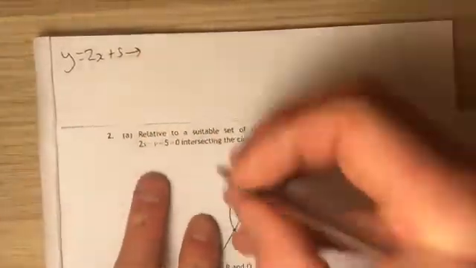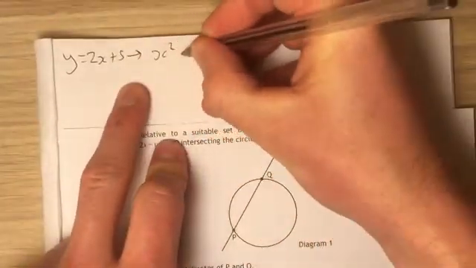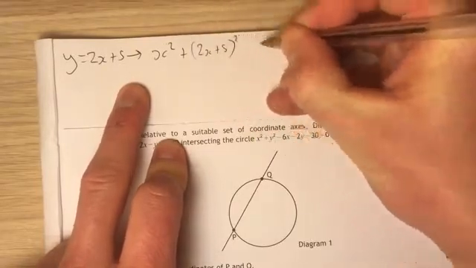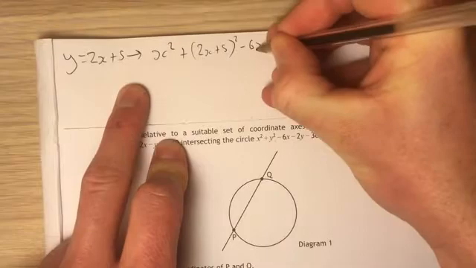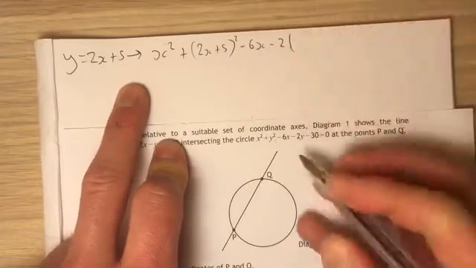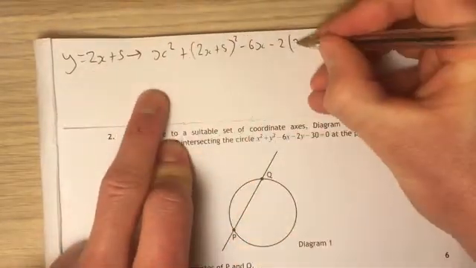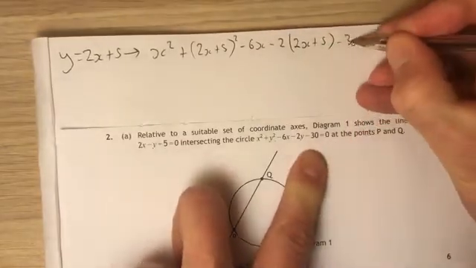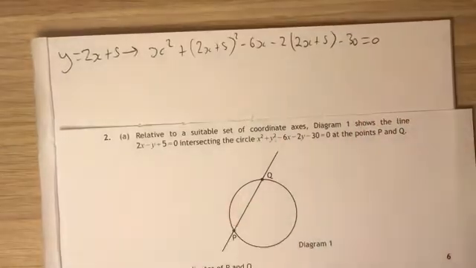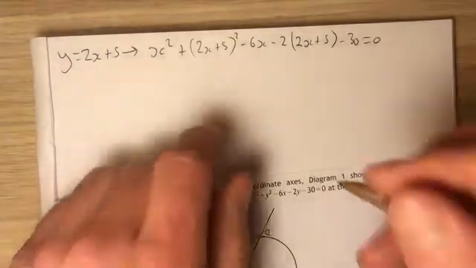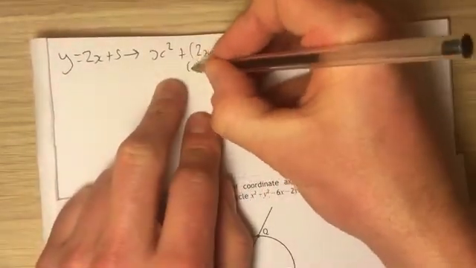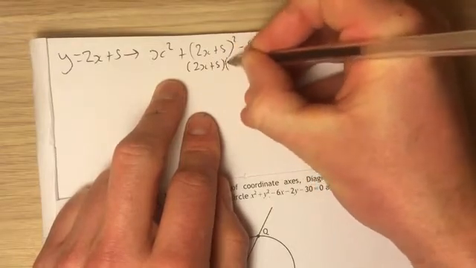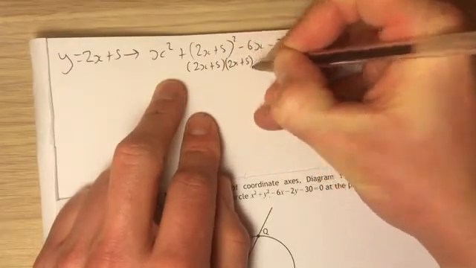So what am I going to get? x squared plus (2x plus 5) squared minus 6x minus 2, lots of (2x plus 5). Take away 30 equals 0. Okay, bit of a mission. Let's do it. We get 6 marks for it. Expand that out. That's a double bracket, right? (2x plus 5) squared is (2x plus 5) times (2x plus 5).